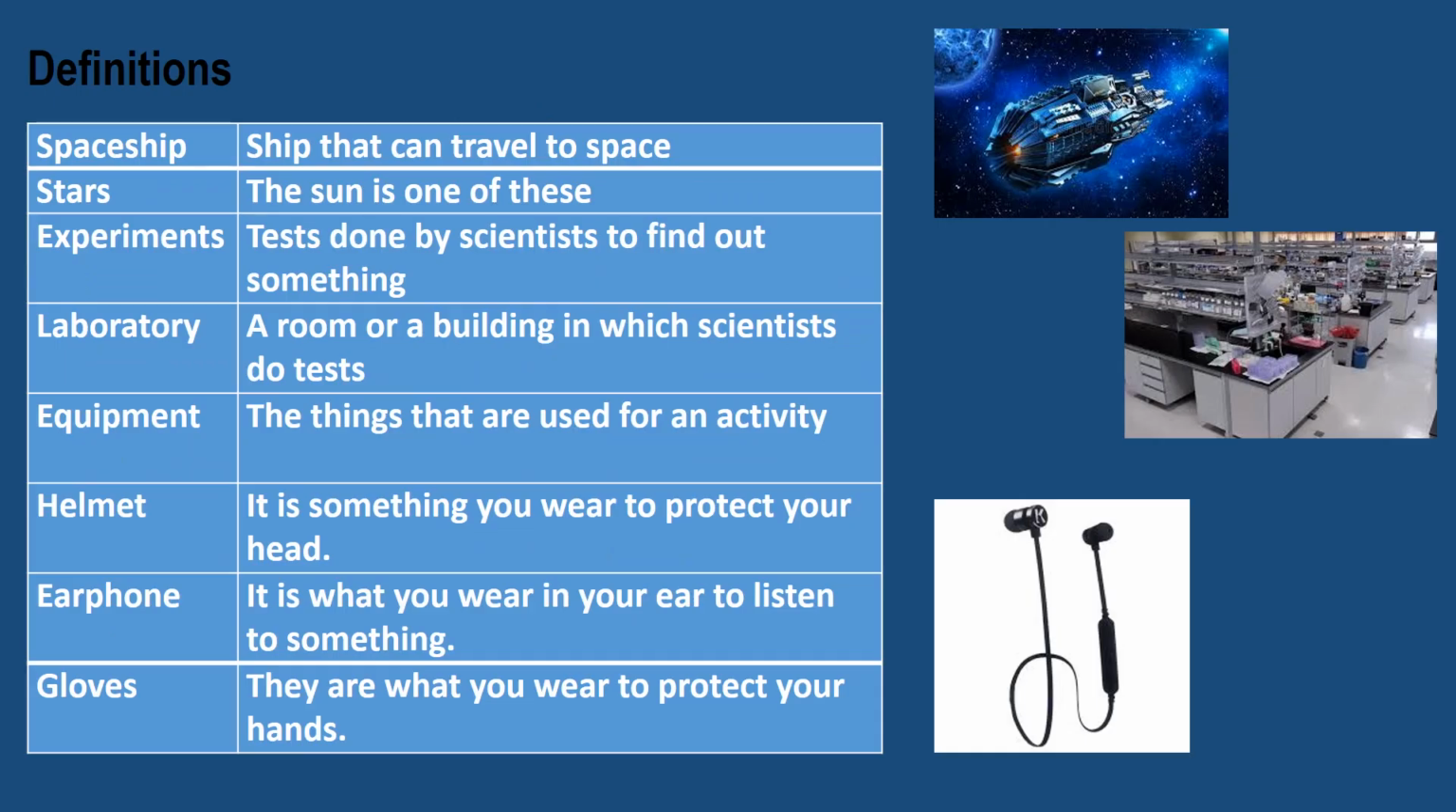Okay, Prep 2, definitions and vocabulary. Spaceship: a ship that can travel to space. Stars: the sun is one of the stars. Experiments: a test done by scientists to find out something. Laboratory: a room or a building in which a scientist does tests. Equipment: the things that are used for an activity. Helmet: something you wear to protect your head. Earphone: what you wear in your ear to listen to something. And gloves: what you wear to protect your hands.